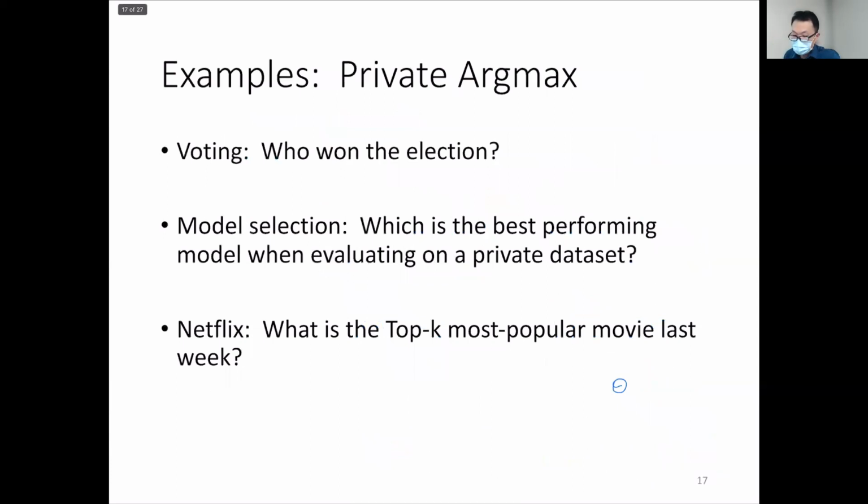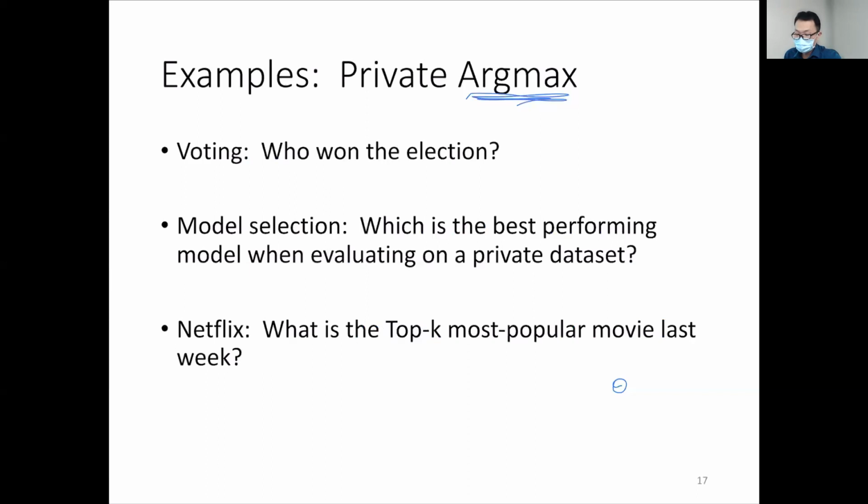Okay, so another example is a private argmax. Since this is argmax, the output is not numerical at all, right? So it could be in the problem of voting, which we've seen quite a bit now. There are Trump and Biden, and suppose we're collecting the data set of the people who participate in the poll, but wanted to preserve differential privacy. And then we wanted to know who won the election in the end by releasing the argmax differentially privately, right?